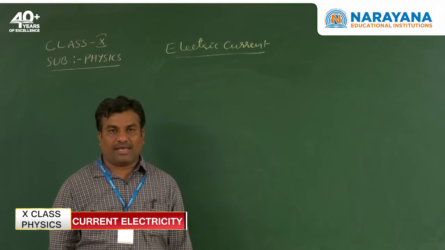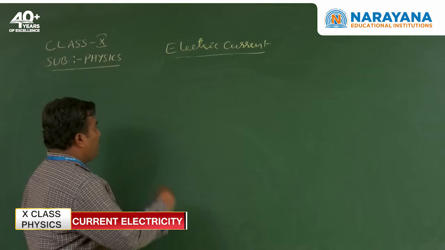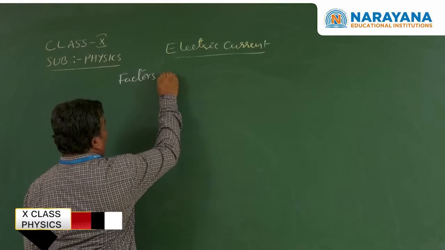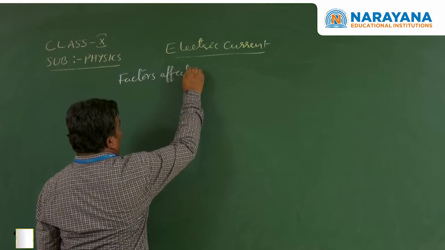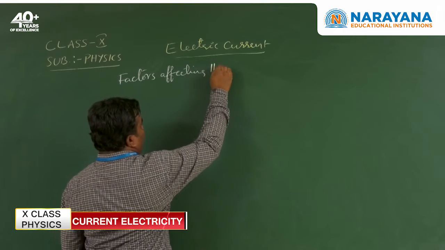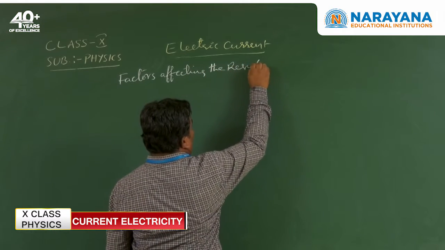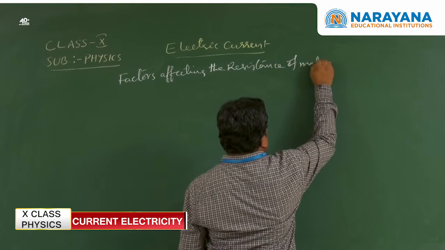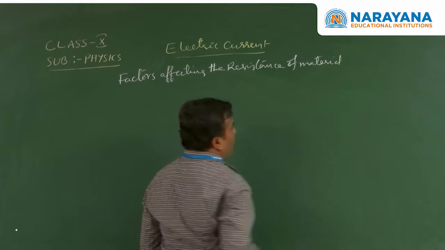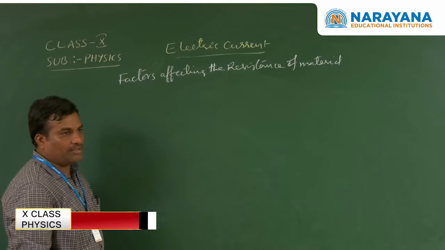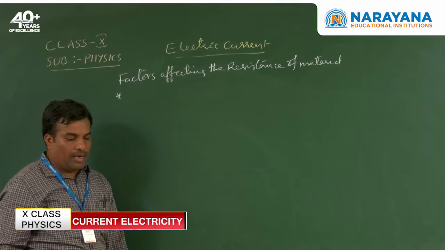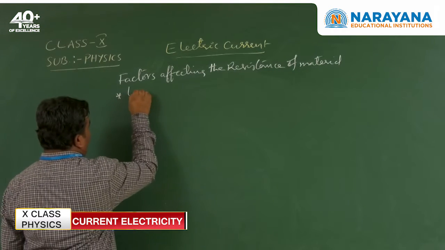Circuit current, 10th class physical science. Again, we discuss factors affecting the resistance of material. Generally, four methods are there. Today we discuss some part, that is the length of the conductor.